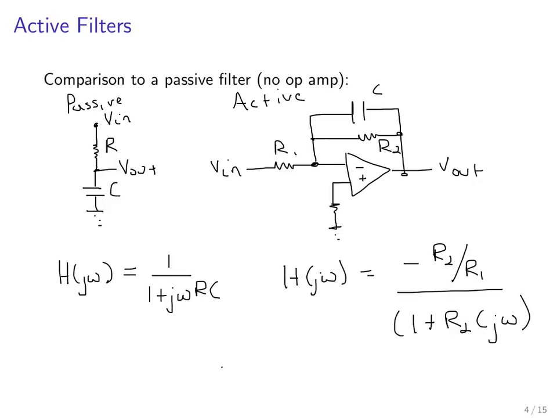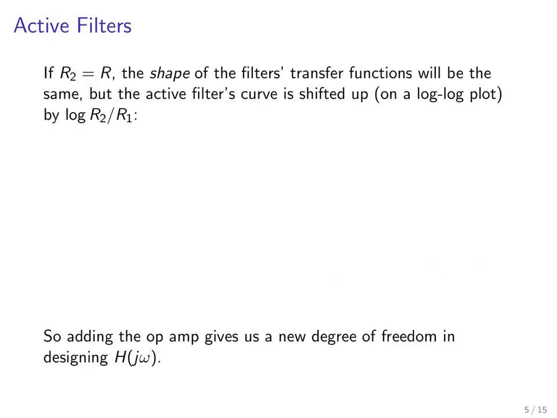Right, so functionally these two differ by the fact that we don't have a 1 in the numerator anymore. So we actually have this ratio R2 over R1, and we can use that to control the gain on the output. Now, if the feedback resistor on the active filter has the same resistance as the resistor in the passive filter, then the overall shape of the filter's transfer function on the log-log plot will be the same, but the active filter's curve will be shifted up on this plot by log of that ratio, R2, the feedback resistance, divided by R1, the input resistance.